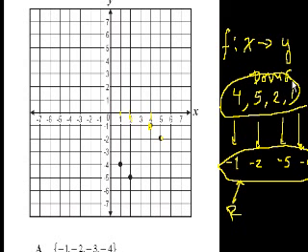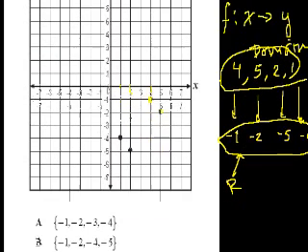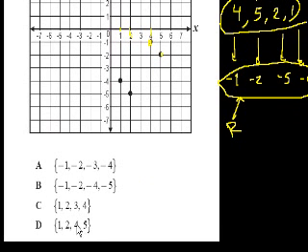That's the domain. So let's see. 4, 5, 2, 1, right? This is the domain. That's the set of all numbers for which the function is defined. This -1, 2, 5, and 4, this is the range right here. Choice B is the range.